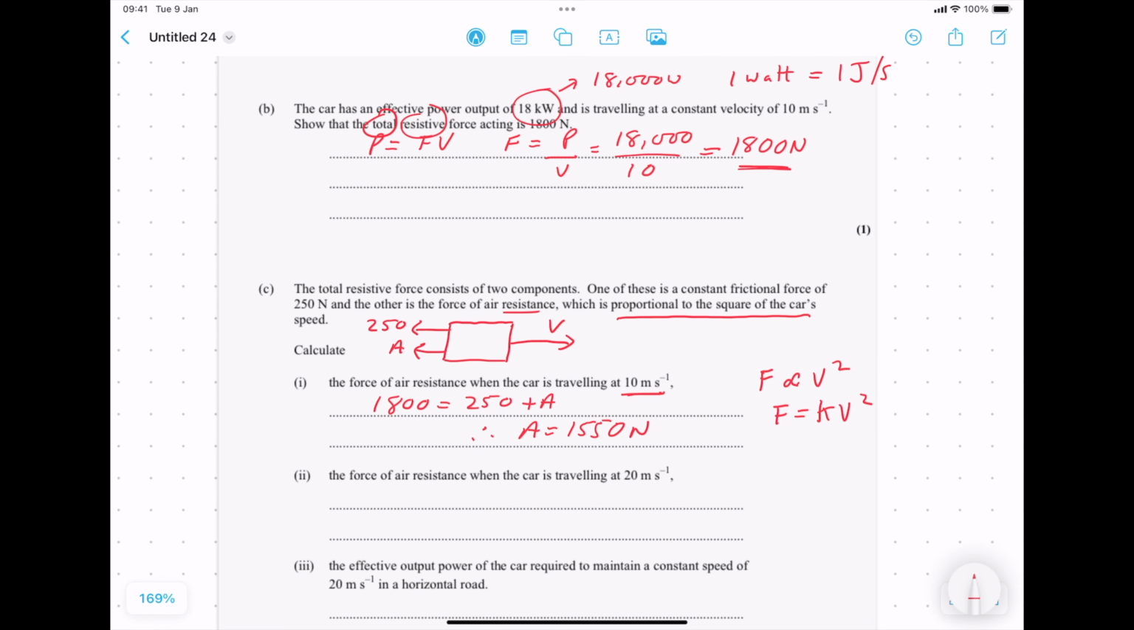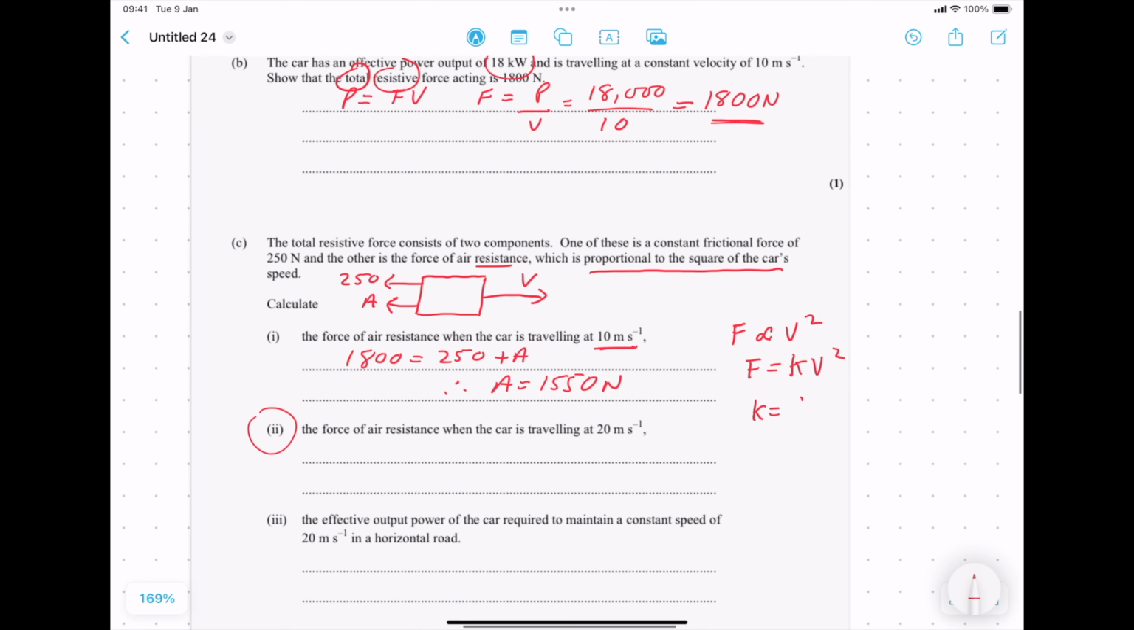So I need to work that out first before I can work out part 2. K equals F over V squared. Now I can use the air resistance from the first bit, which is 1550, because I know the speed at which that air resistance happens, and it's 10 meters per second. So 10 squared is 100. So 1550 divided by 10 squared, in other words divided by 100, gives us 15.5. So the proportionality constant for the air resistance and the square of the car's speed is 15.5.